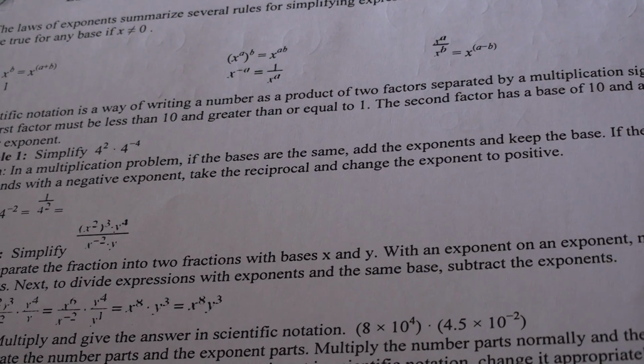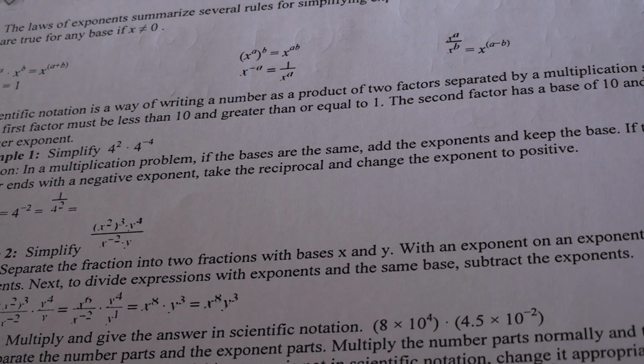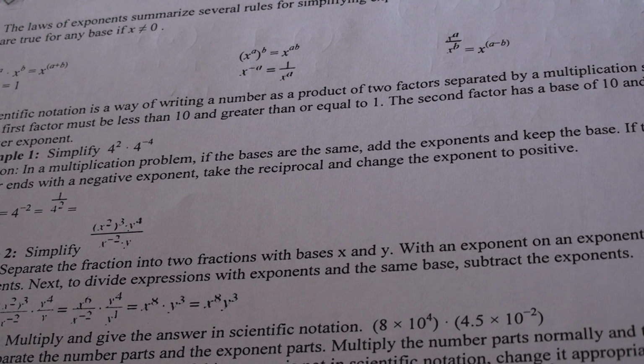Scientific notation is a way of writing a number as a product of two factors separated by a multiplication sign. The first factor must be less than 10 and greater than or equal to 1. The second factor has a base of 10 and an integer exponent.